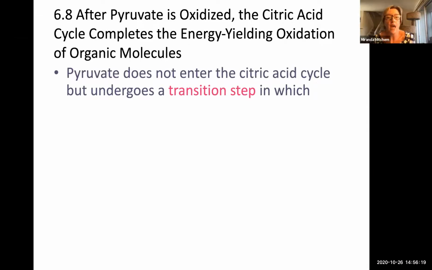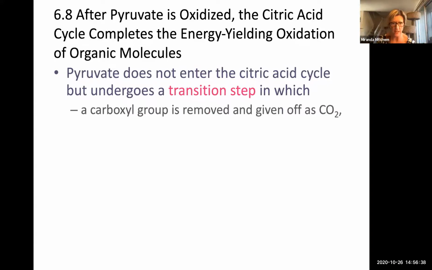All right, so that's glycolysis. We're now going to move through the transition step. The ending product of glycolysis is 2 molecules of pyruvate. However, the citric acid cycle does not start with pyruvate. The pyruvate undergoes this transition where it is oxidized. So the carboxyl group is removed and we produce carbon dioxide. We go from a 3-carbon molecule at the end of glycolysis to a 2-carbon molecule plus carbon dioxide. So we still have our 3 carbons.